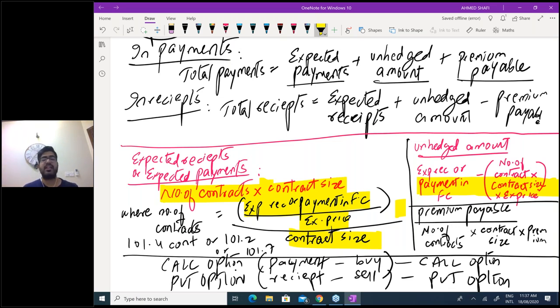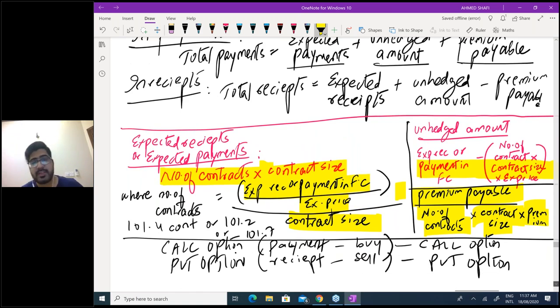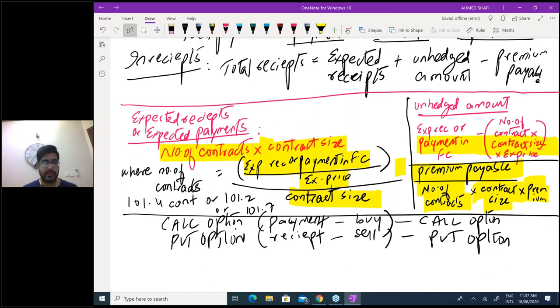The formula you need to learn: expected receipts or payments in foreign currency minus number of contracts into contract size into exercise price. Finally, the third thing you have to compute is premium payable. Obviously, either you take a call option or put option, you have to pay premium. The premium formula is number of contracts into contract size into premium. You need to learn two important things. The formula of payments is expected payments plus unhedged plus premium. Total receipts is expected receipts plus unhedged minus premium. Since premium increases my cost, in payment I'm adding. Since premium reduces my receipts, I'm deducting.